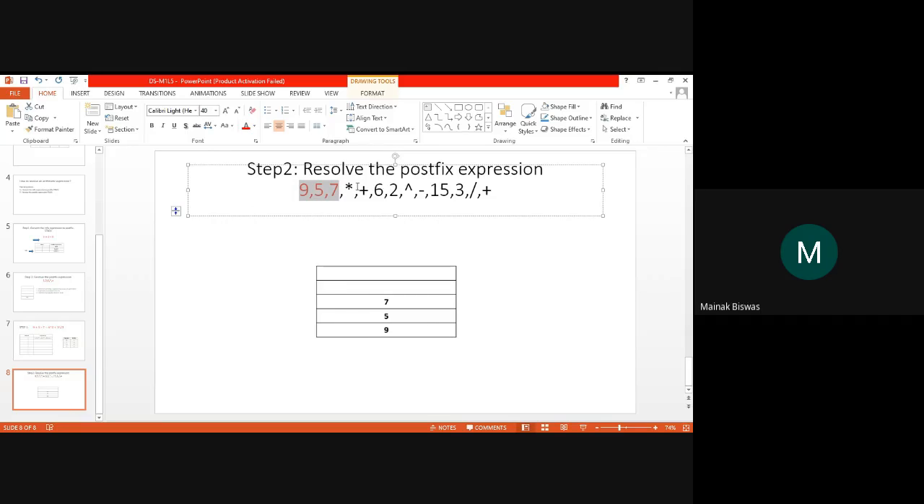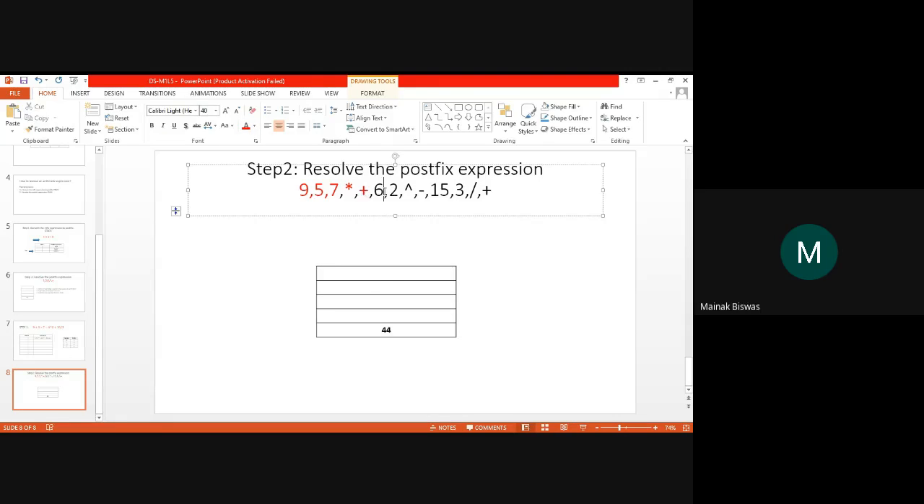Now the first operator that we encounter is multiplication. So for a multiplication operator, you have to pop 2 times. That is, 7 and 5 are popped. So 7 into 5 is 35. 35 is pushed back into the stack. Okay, this is done. Again addition comes, pop 2 times. 35 and 9 are popped. 35 plus 9 is 44. 44 is put on the stack.